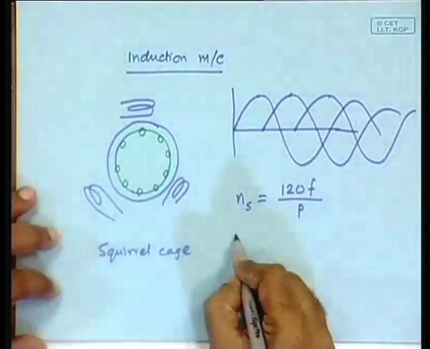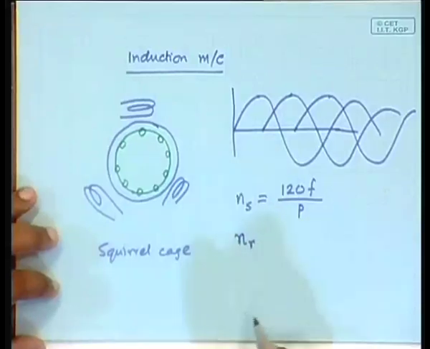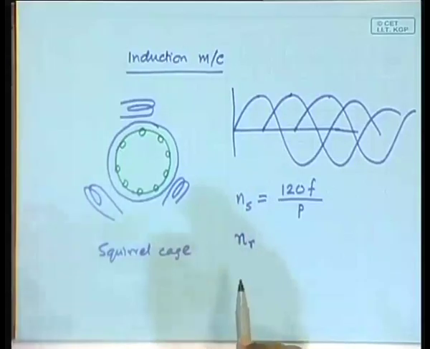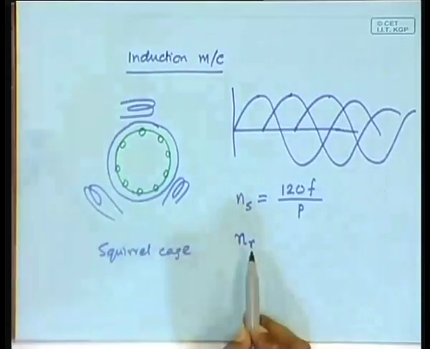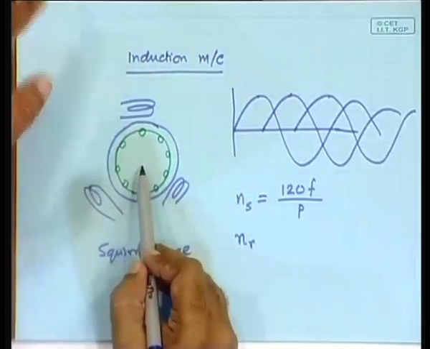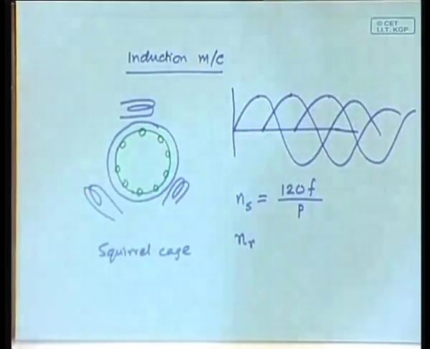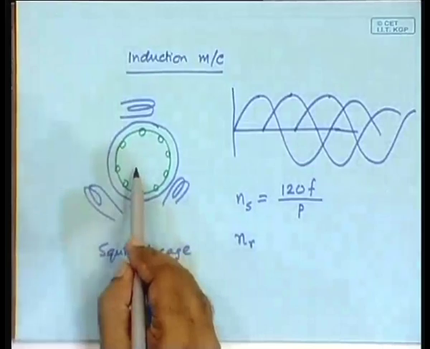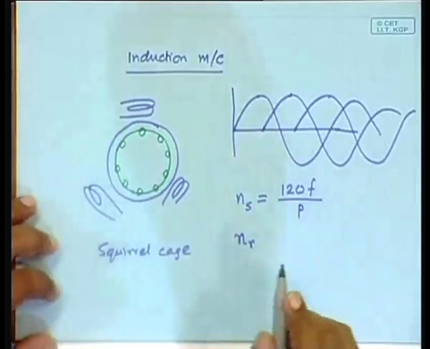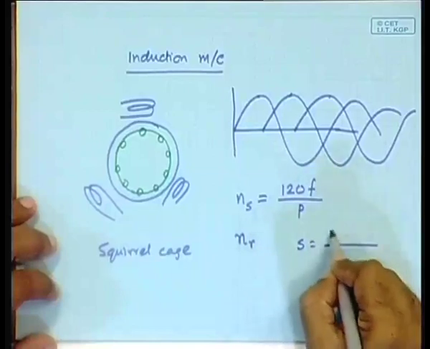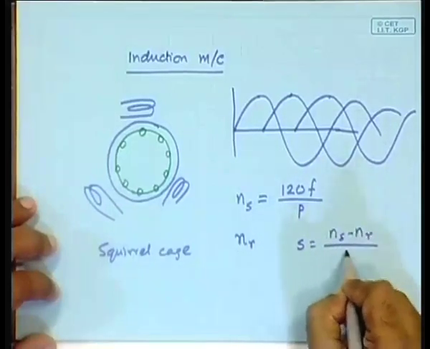And suppose it rotates at a speed nr. This is synchronous speed, this is the rotor speed. This nr will be less than the synchronous speed. Why? Because if it becomes equal to the synchronous speed, then the cause is gone. No longer it will have the cause, and therefore no longer there will be any magnetic field. So it will be slightly less than, and that is why we define a factor called slip, which is (ns minus nr) by ns.